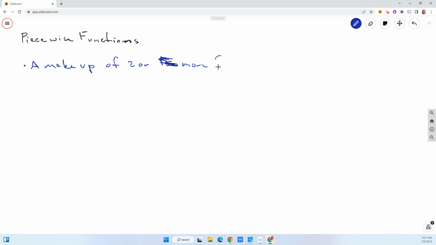A makeup of two or more functions. And giving you the definition is not a really good way to explain it. It's so much better to explain it by seeing it. And so we're going to start by evaluating them so that you can see how they work, and then we'll move on. Anytime we say evaluating in math, it means we're giving you a value to plug into something.